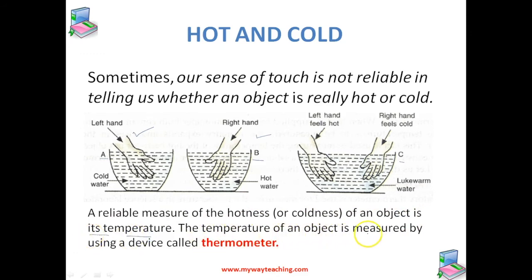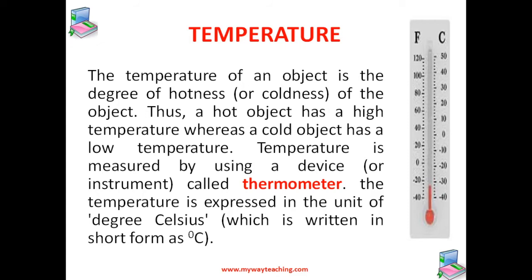The temperature of an object is measured using a device called a thermometer. So in order to measure the hotness and coldness of any object, we use a reliable measure, that is, temperature. This temperature tells us whether the object is hot or cold. And in order to measure the temperature of any object, we use a device. The name of the device is thermometer. Now let us see in detail about this concept, temperature.